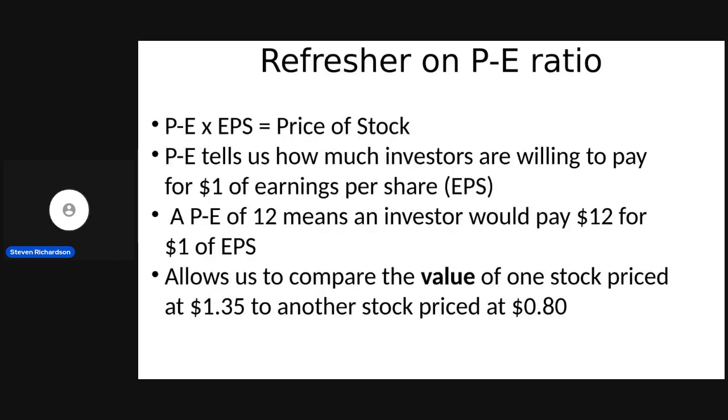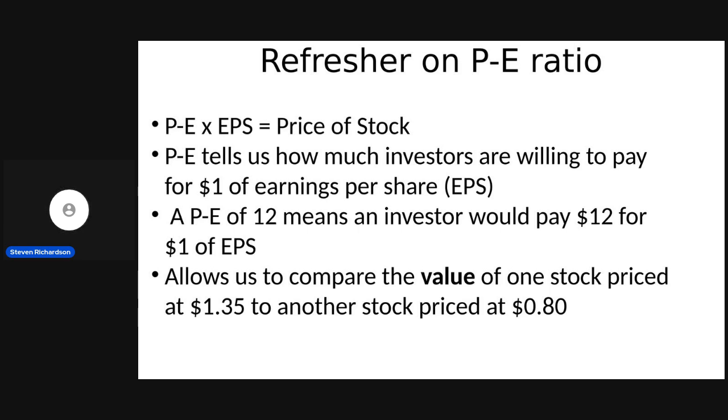All right, so a refresher on the price earnings ratio. Price earnings times earnings per share equals price of the stock. It's very important, earnings per share, because we want some way to find apples for apples. So the price earnings tells us how much investors are willing to pay for $1 of earnings per share. That's earnings per share, EPS. A price earnings ratio of 12 means an investor will pay $12 for $1 of EPS.